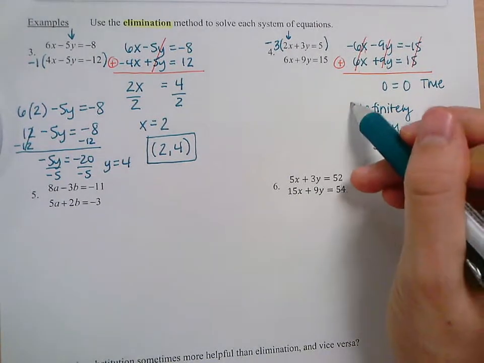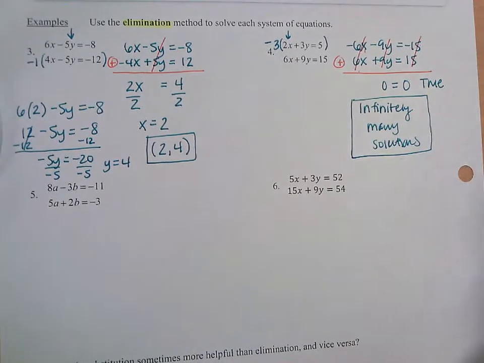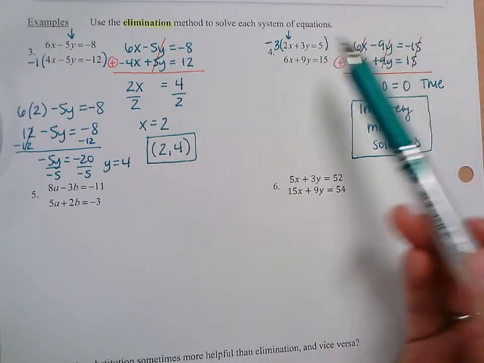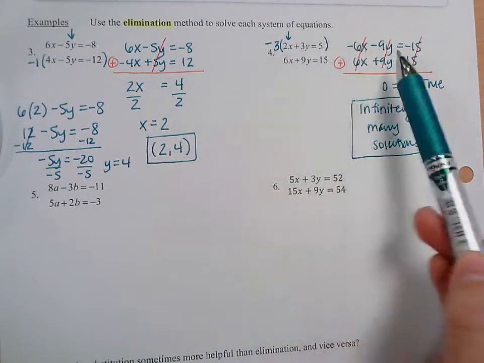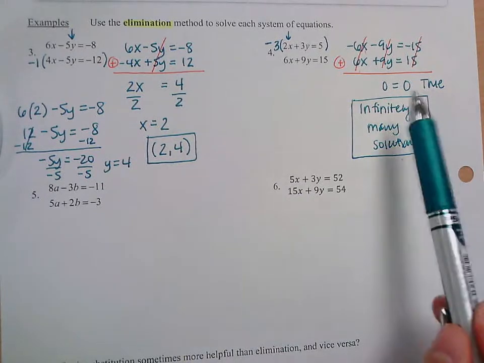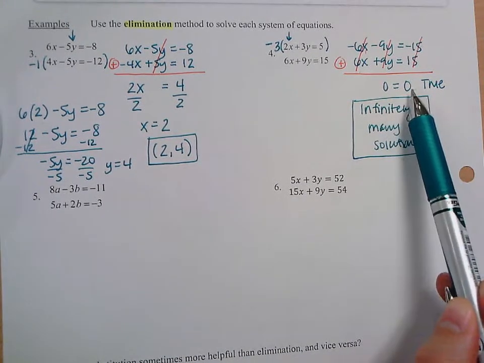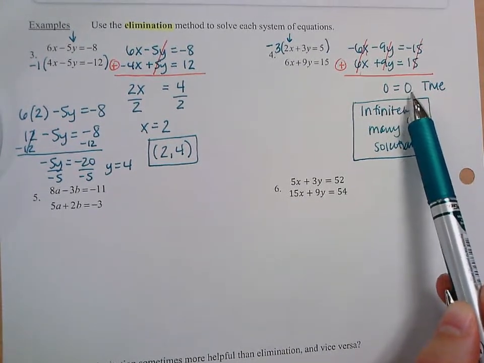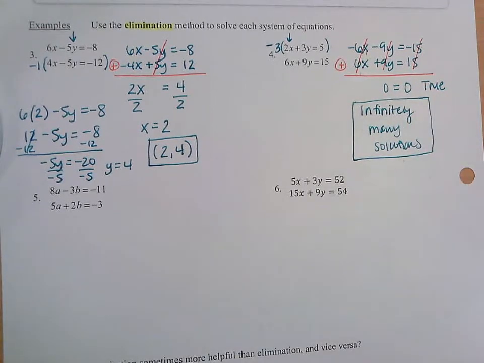So when everything cancels, that means if I would have multiplied by 3, the two equations would have been the exact same. So if you were to get them in slope-intercept form to graph them, they're the same line. That's what that means if you get a true equation. If you got something false, like 0 equals 10 or something like that, that would then be no solution. That would imply that the lines are parallel.